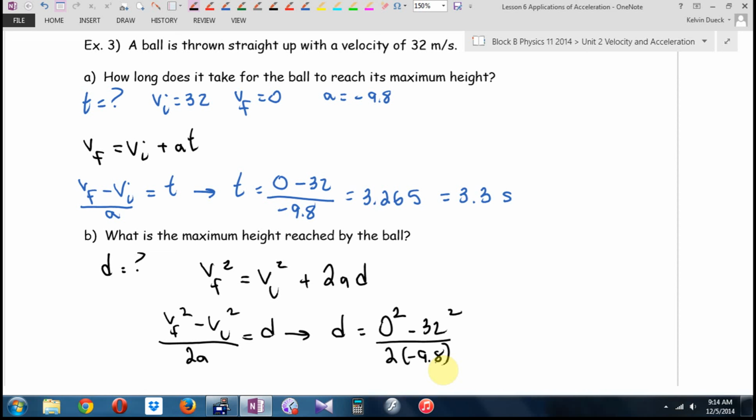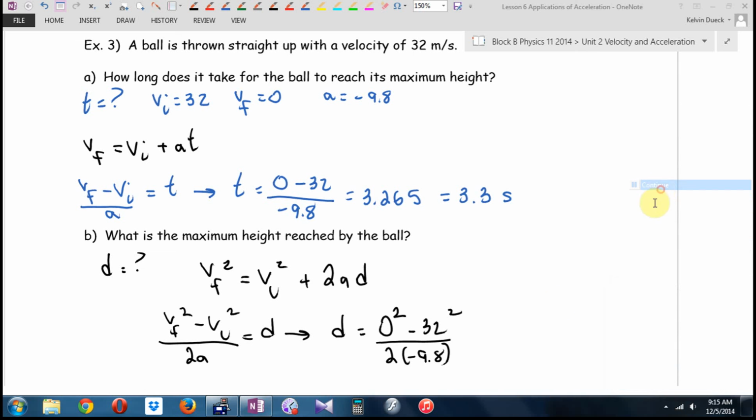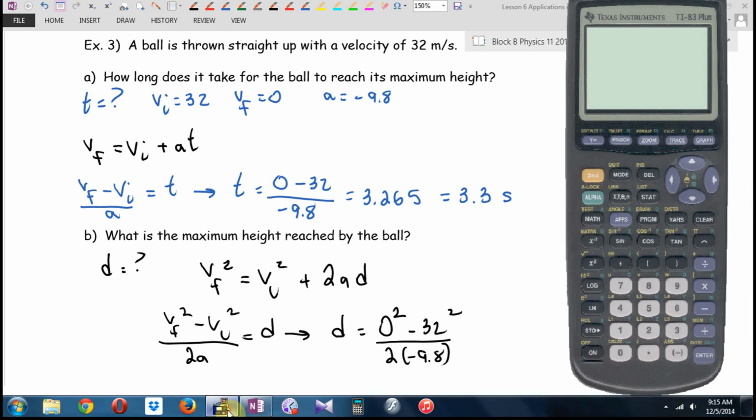Okay. Rest of you go. I get 0 squared minus 32 squared, close bracket, divided by bracket, 2 times negative 9.8.